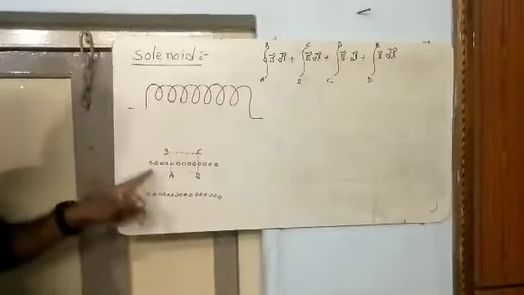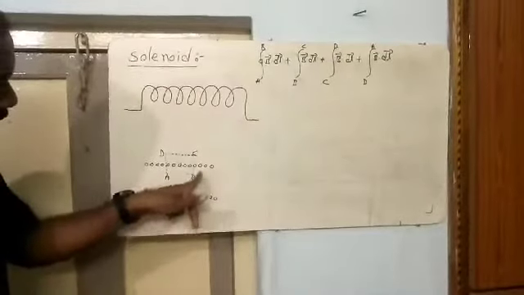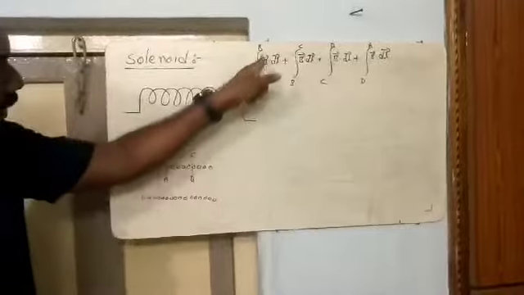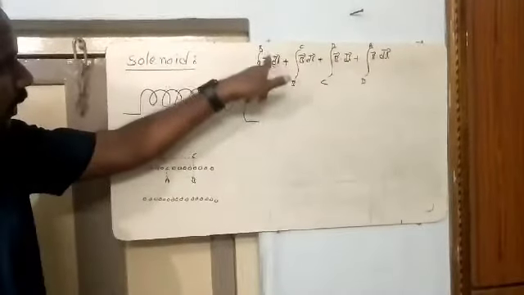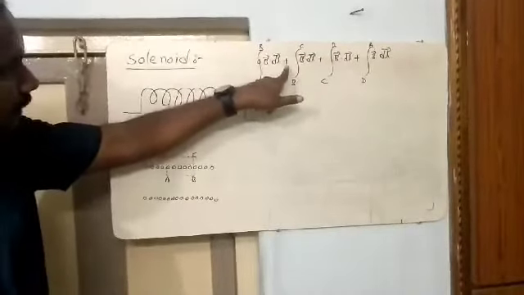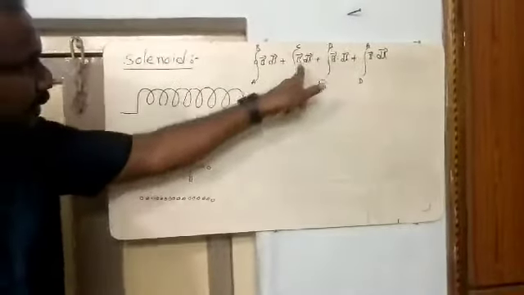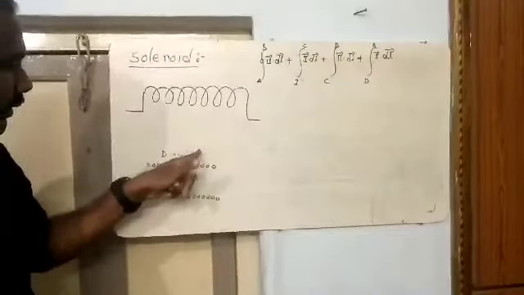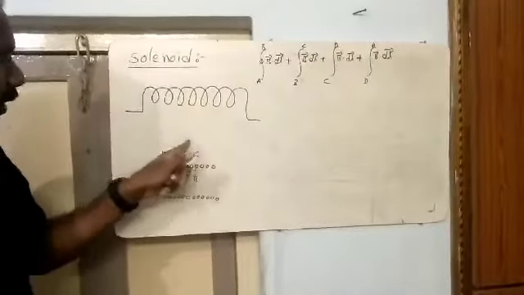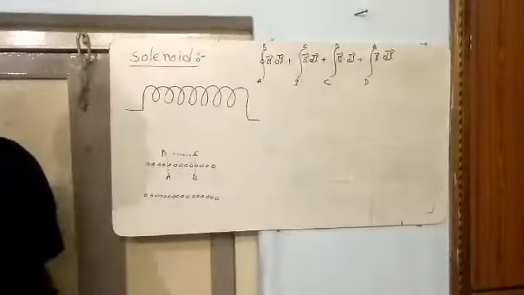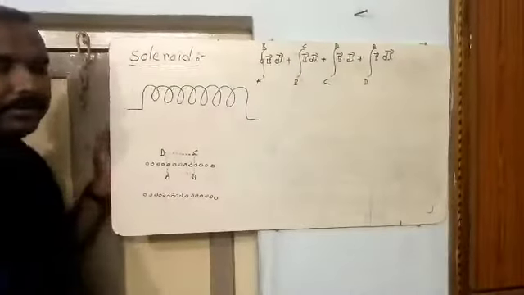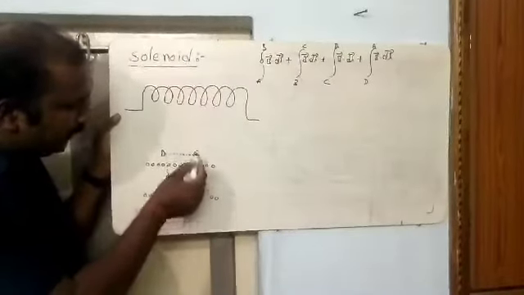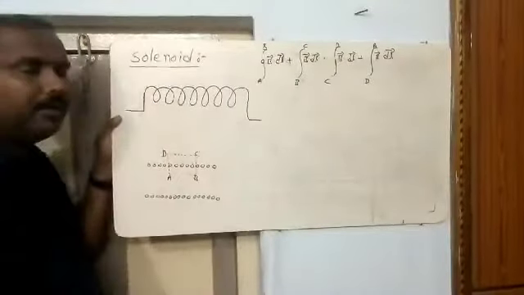See the 4 parts: AB, BC, CD and DA. The first part, integral A to B, B bar dot dl, plus second one BC, and third one C to D and fourth one D to A. But here one important point you must note: the line integral of B to C and the line integral of D to A.